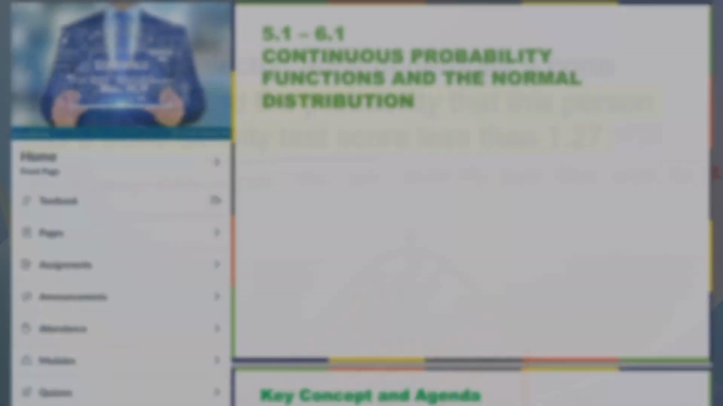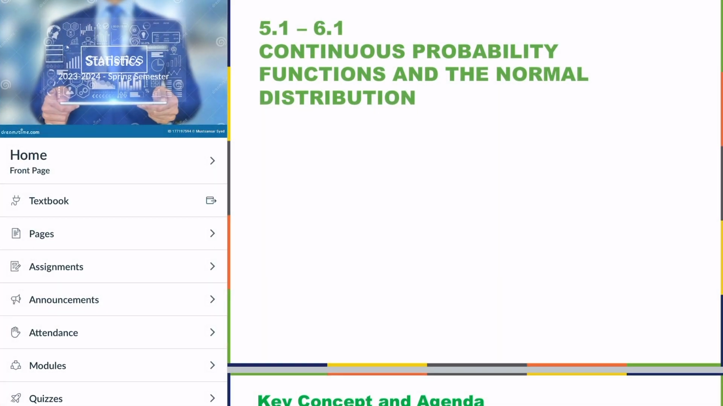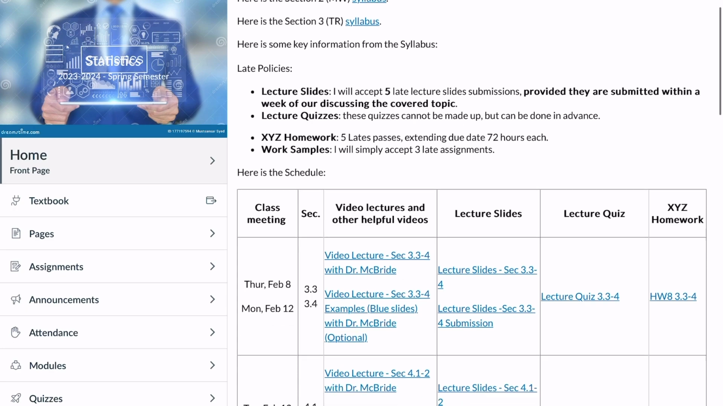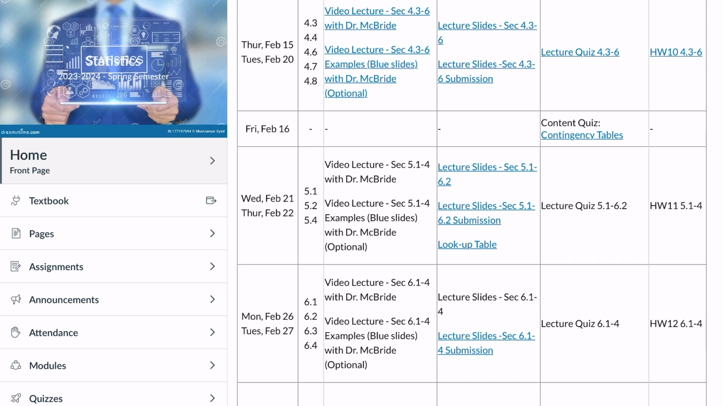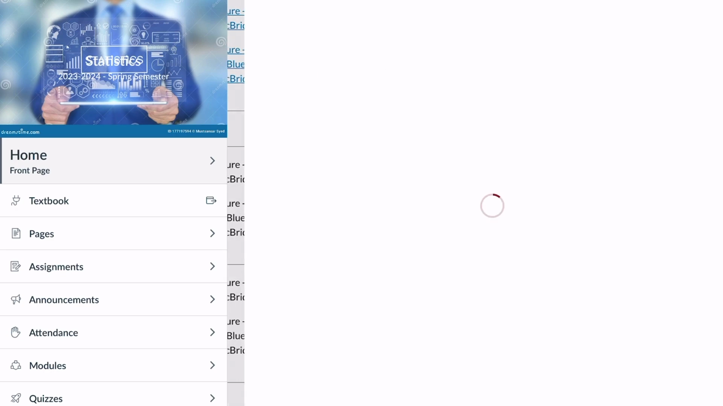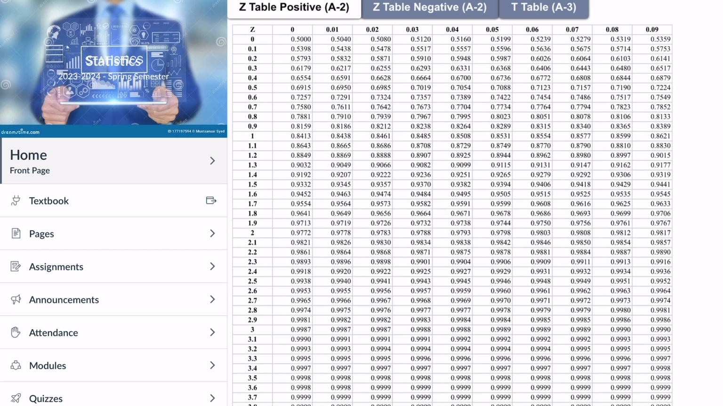So I'm going to go back to Canvas. I'm going to go to my home page where I've got all these links here, and I'm going to the ICDC lookup table on February 21st, 22nd. I'm going to click on that, and there's the lookup table. All right, now my z. So notice I can find, I'm looking for the z here.